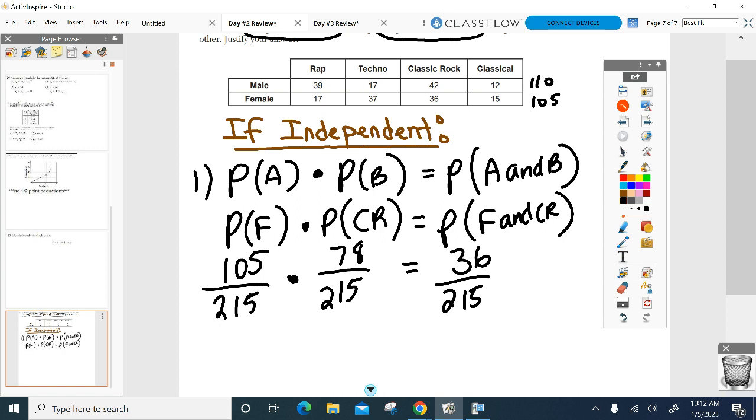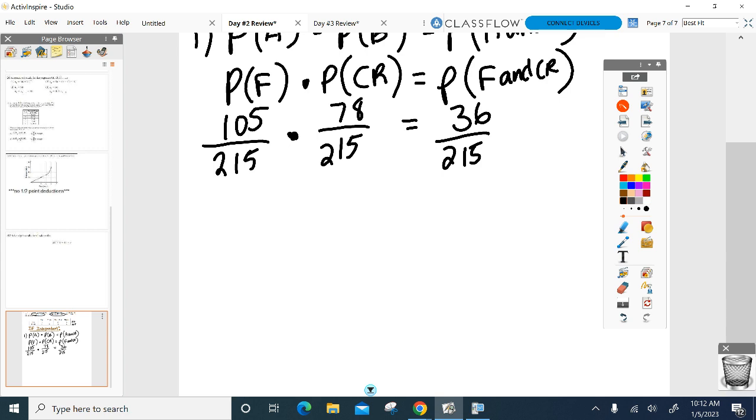All right. So you go to your calculator. Go ahead. 105 out of 215 times 78 out of 215. Get a decimal for me. And see if that decimal matches 36 out of 215. If they do, independent. If they don't, not independent.